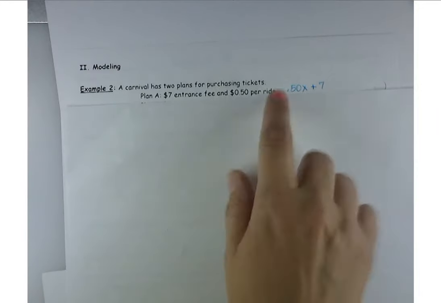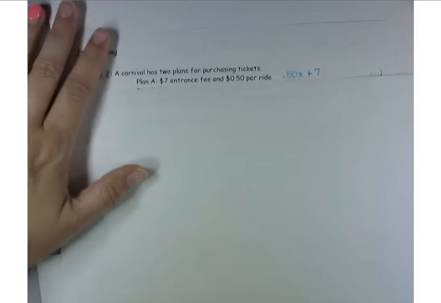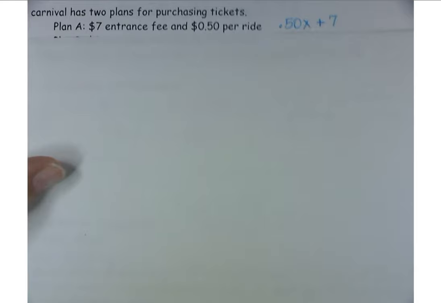Okay, so let's go over what that represents. What does your 0.5 represent? 0.5 represents the cost per ride. Okay, good. And x represents? Number of rides. Yep. And then the $7? Is the fee. Good. Okay, your entrance fee.